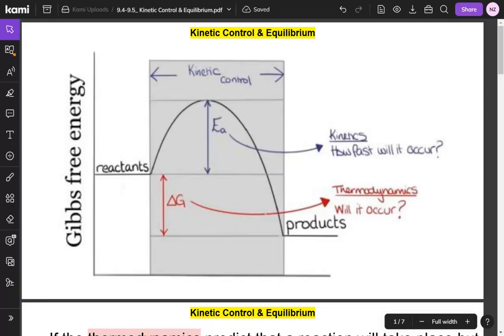In this video, we're going to go through kinetic control and equilibrium. So here we have a reaction profile. On the left-hand side are the reactants. On the right-hand side are the products.